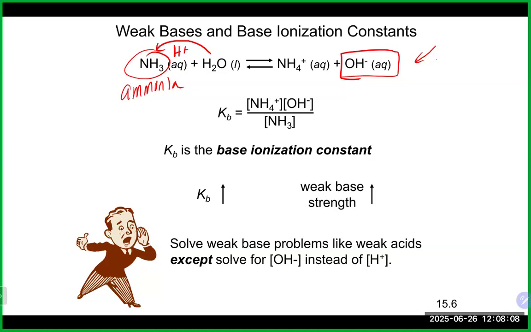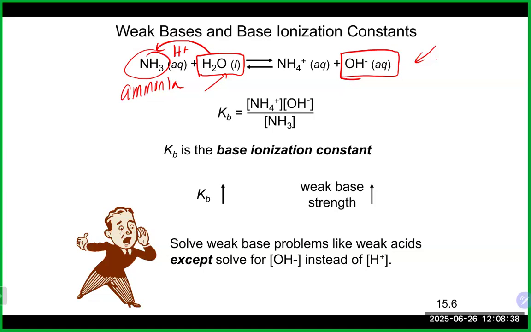We could write a K equilibrium expression for this, products over reactants. In this case, once again, we are not going to include the liquid water. So that'll give us our NH4 plus and our OH minus divided by our NH3. That is known as a Kb, adding to our ever-growing list of K values: Kc, Kp, Kw, Ka, Kb. We're not actually done yet. Still more to go as we go through these chapters.